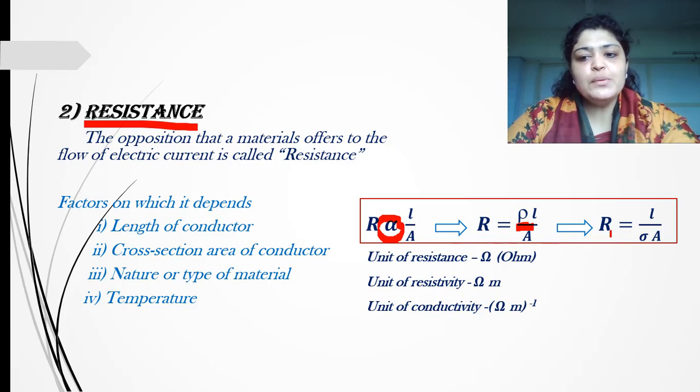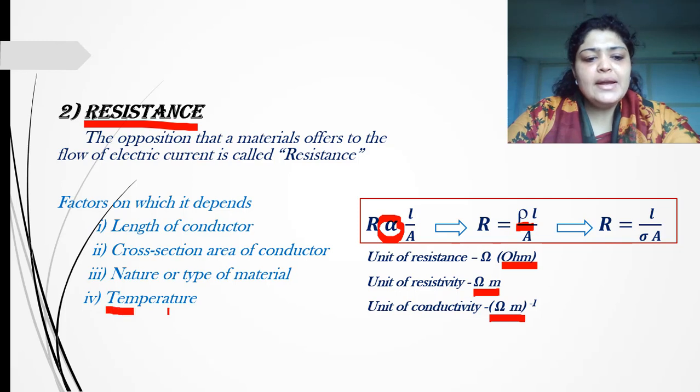Now there is a relation between resistivity rho and conductivity sigma. They are inversely related. So either you can write resistance as rho L by A, or you can write resistance as L upon sigma A. Unit of resistance is ohm, unit of resistivity is ohm meter, and unit of conductivity is ohm meter whole inverse, or you can write mho meter inverse.